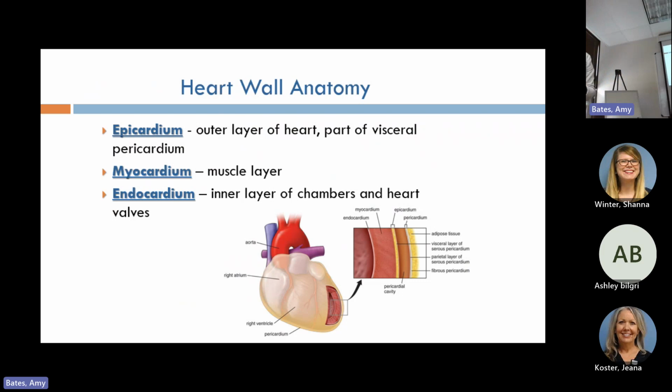The layers of the heart. So epicardium, myocardium, and endocardium. The epicardium layer on the outside, in CVU, we have epicardial pacing wires. So those are attached to the outer layer of the heart, brought through the chest, and that's what we use after open heart surgery. The myocardium is that muscle layer in between.